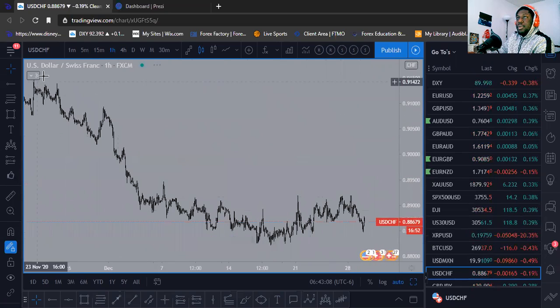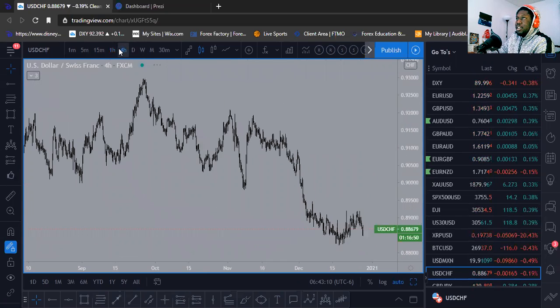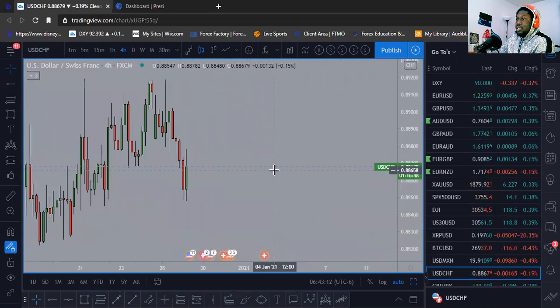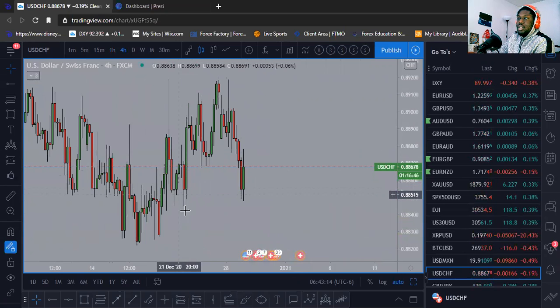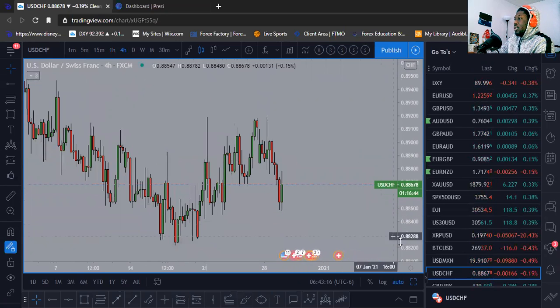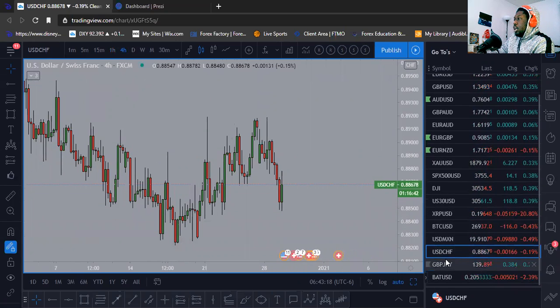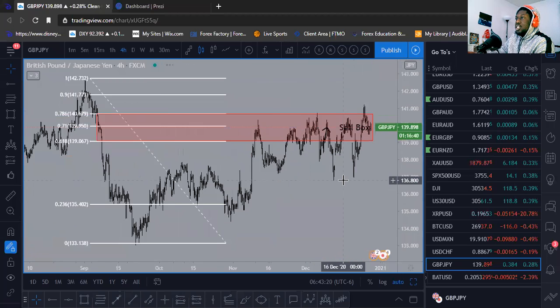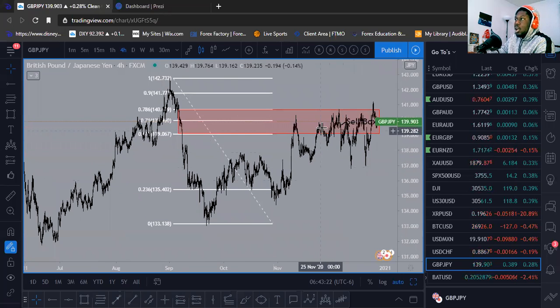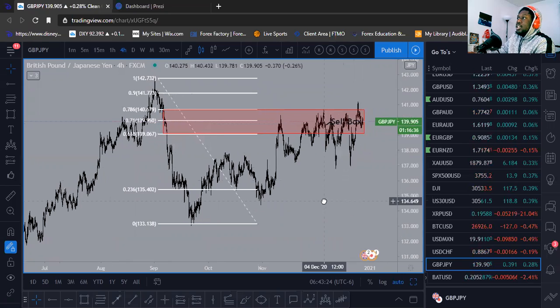USD CHF, this pair is just ugly to me right now, man. It's just really, really ugly to me. I don't care for it. GJ, still chilling at this sell box for how long? Could sell. I personally like the sells on the GBPs, but it's just not ideal for me because it's just so choppy.